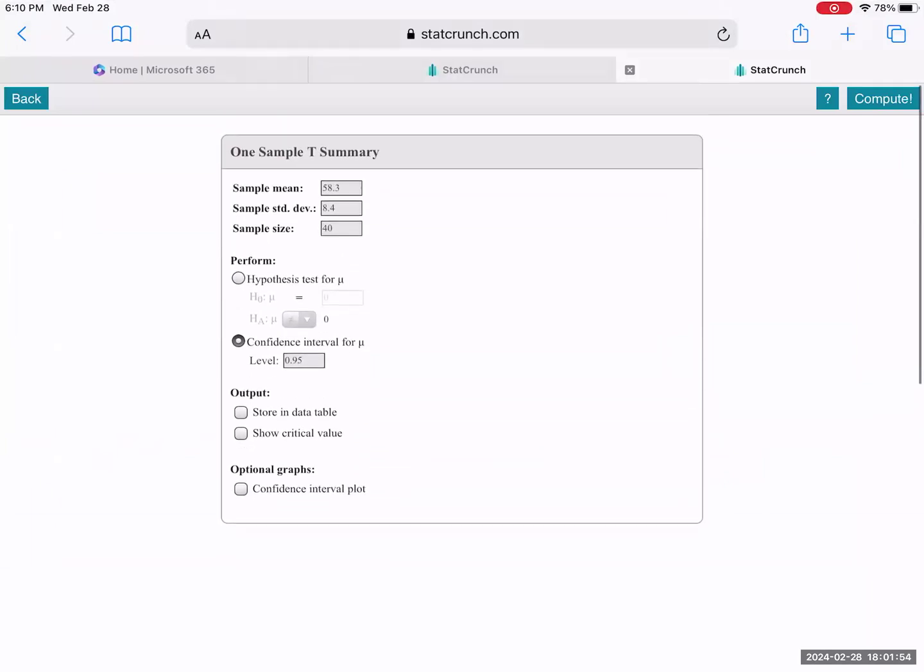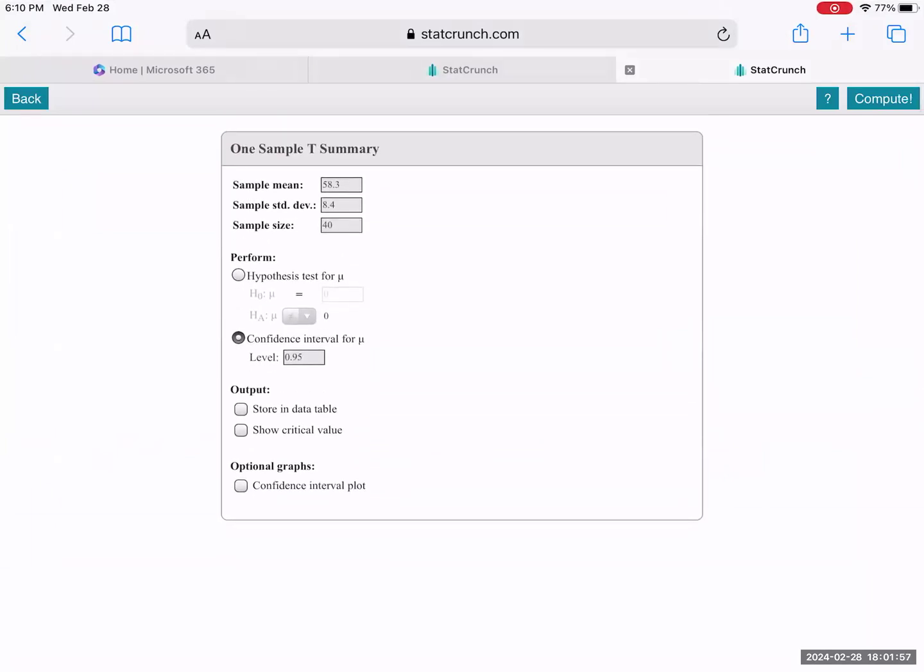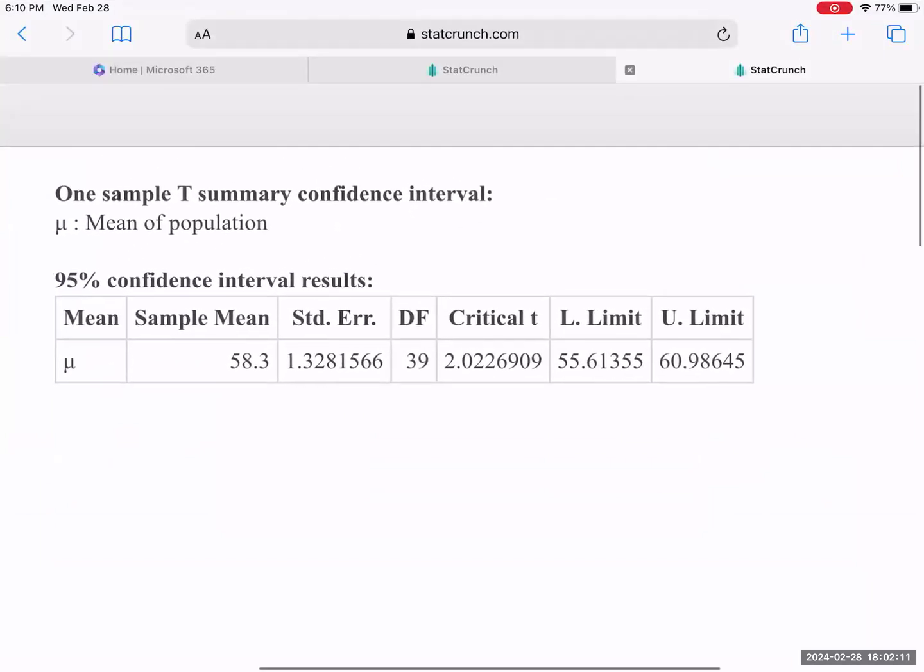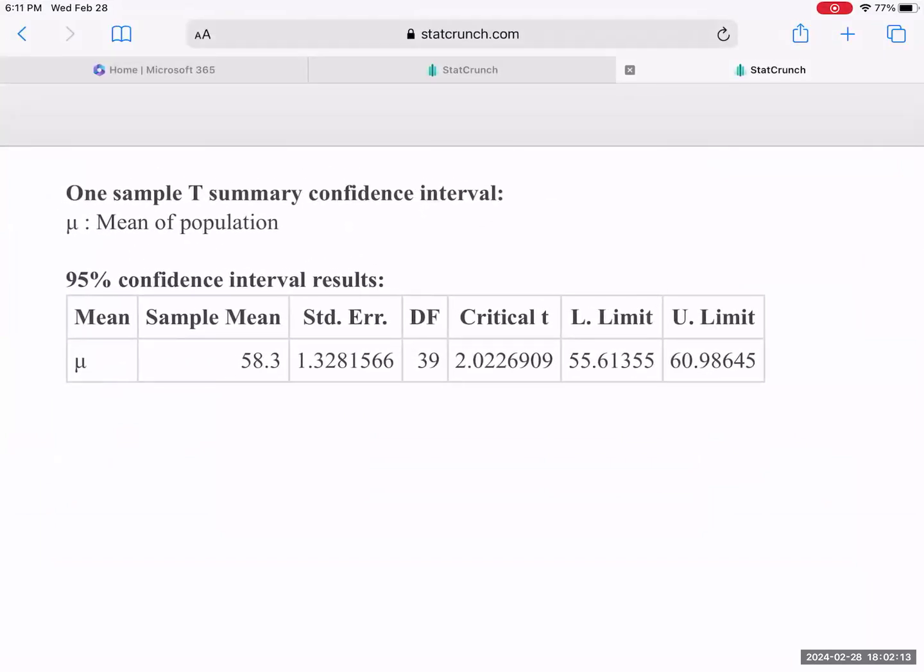Let's click show critical value. And you can also look at a confidence interval plot, but I'm not going to hit that this time. All right. So when we hit compute, then we can get those results. So we can see our sample mean was 58.3. Our degrees of freedom, 39. We've got our critical T, and then the lower limit and the upper limit.